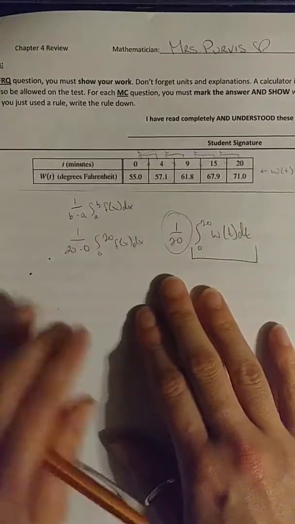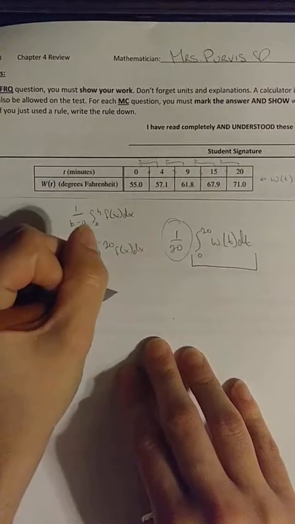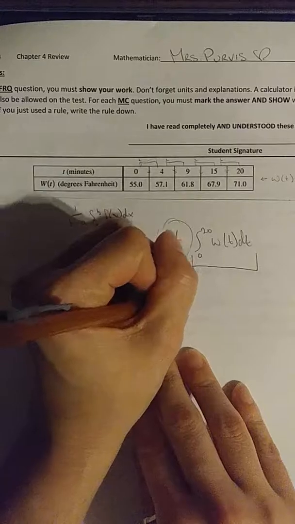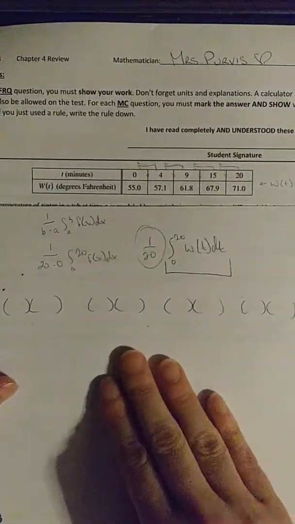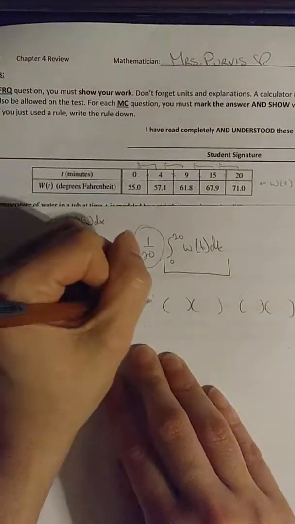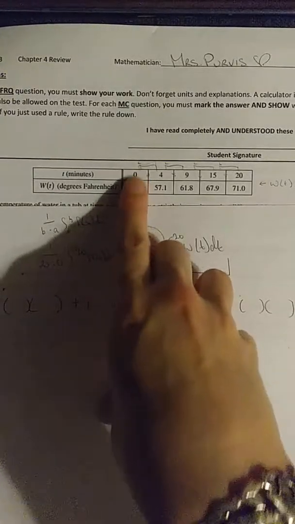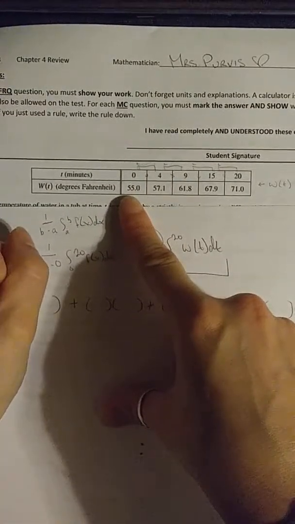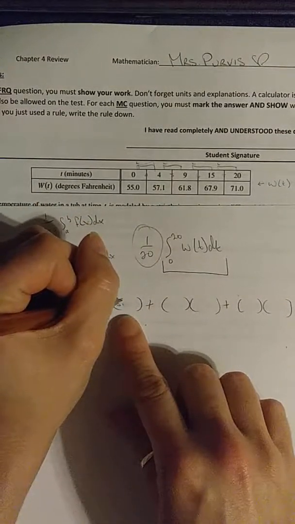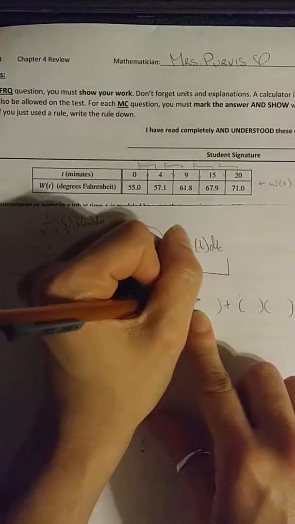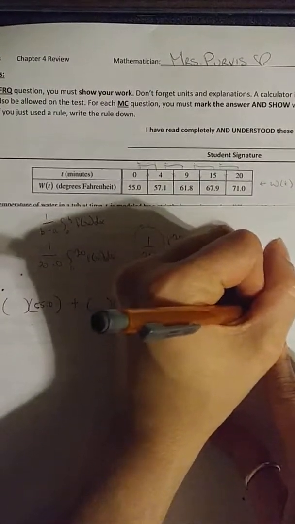So when I do that, I have 4 rectangles. Each one has a base and a height. Okay, I'm going to add them all together in the end. So I just said the height comes from the left side of each rectangle. So the height here is 55.0. The height here is 57.1. This one is 61.8. And here I have 71.0.